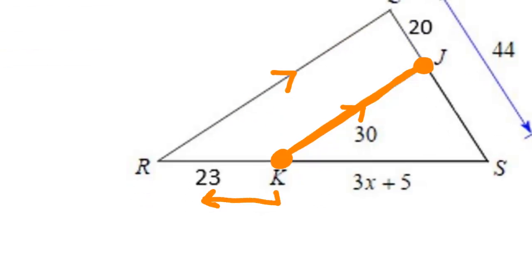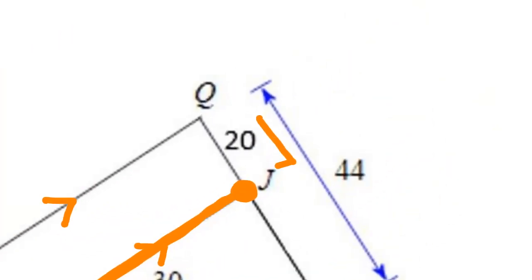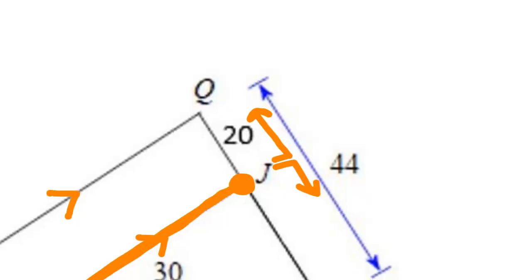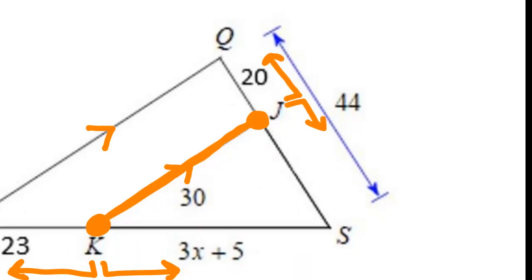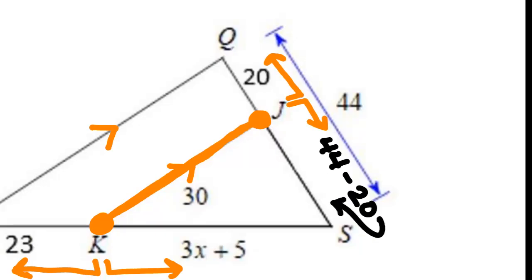Do I have both sides of point K? Do I know how big those segments are on either side? Yes. Okay, so then let's go up and look at J. Do I know the size of the segments on either side of J? Kind of. I've got the 20, right? And I know how big the whole big long side is, so can I find that other little piece? What would I do to find that other little piece? Subtract. What should I subtract? 44 minus 20, and that gives us what? 24.